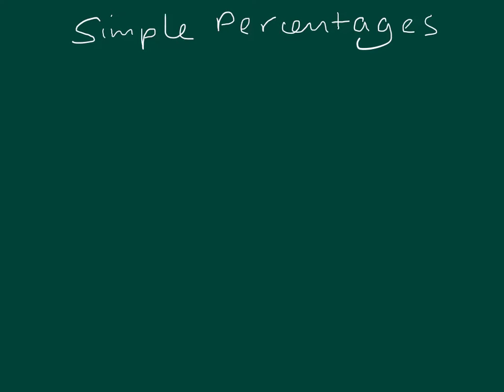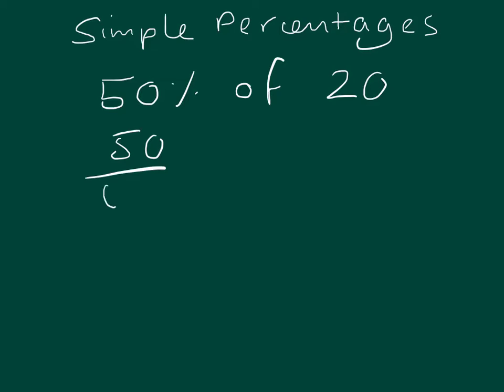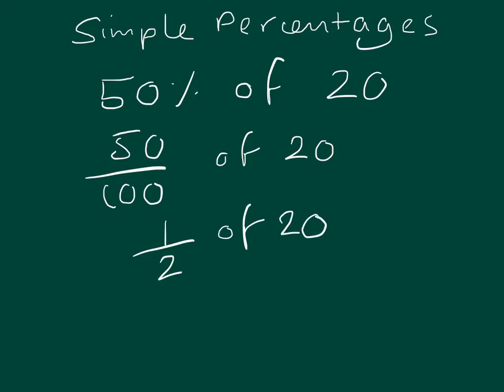In this short video, we're going to look at simple percentages. Now, a percentage is a fraction, and it's a fraction out of 100. So let's start with a very simple percentage. If I said, what is 50% of 20, then I'm doing 50 hundredths of 20. We should know that 50 hundredths is a half. So 50% is half of what we originally have. So now half of 20 is 10. So 50% of 20 is 10.